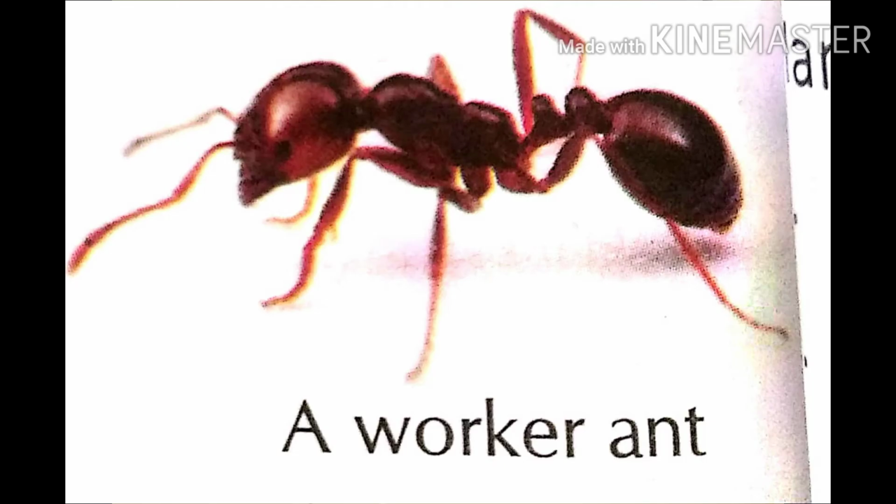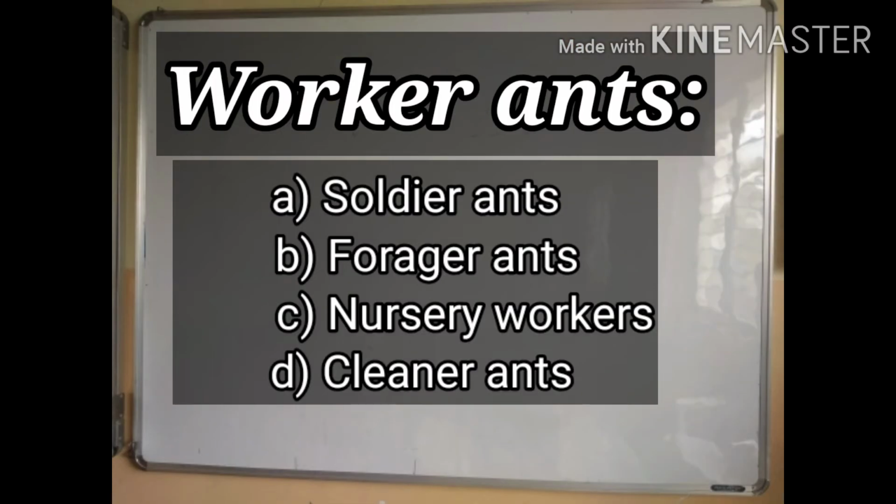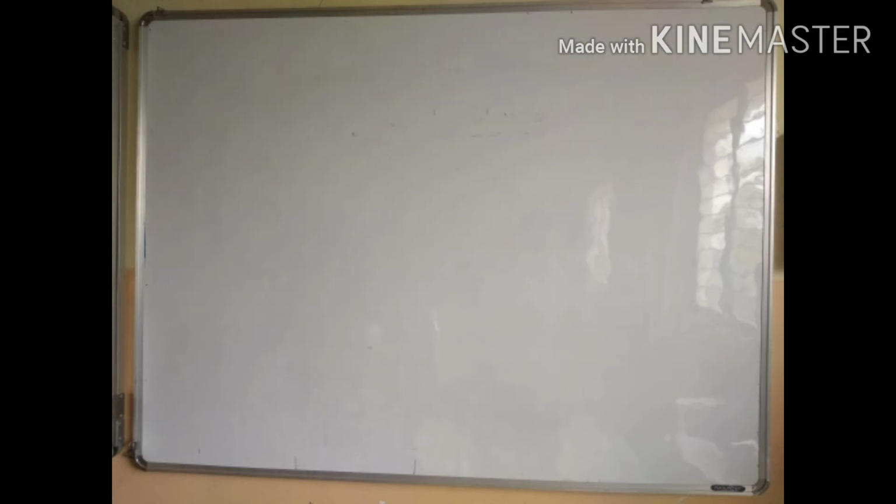Here we have to take information about worker ants. There are different types of worker ants. A. Soldier ants. B. Forager ants. C. Nursery workers. D. Cleaner ants. So students, here are the 4 types. We have to take information about these types one by one.